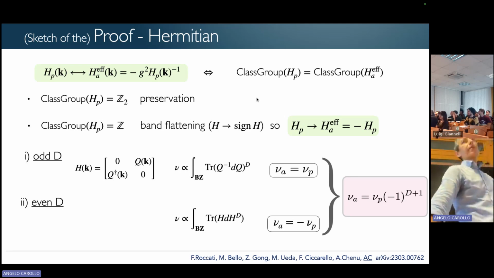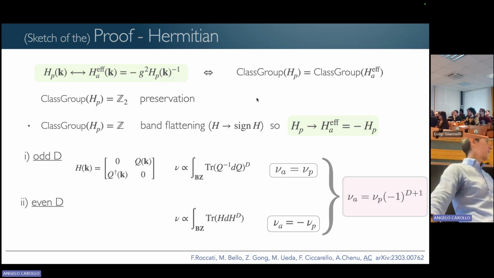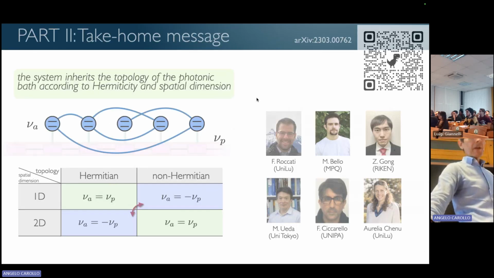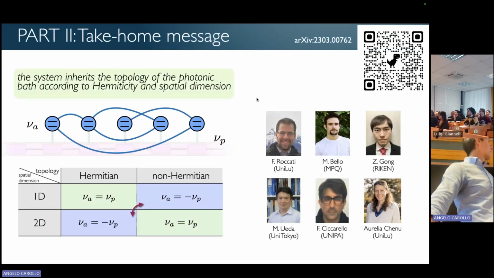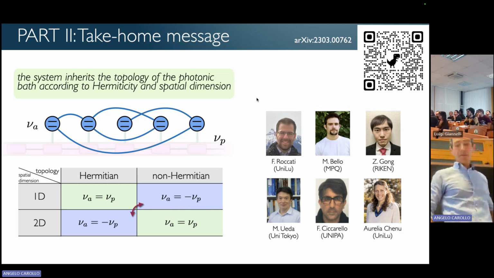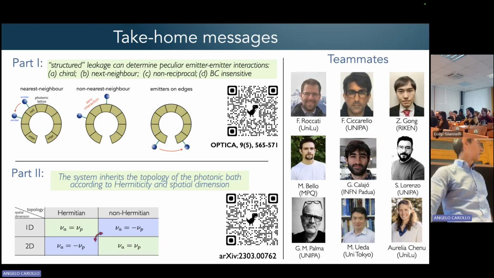You can repeat the same argument for non-Hermitian topology. It goes similarly, and there's not much in it that cannot be understood by this. That's the take-home message essentially: Hermitian or non-Hermitian, the whole story is written there. And these are the people that have been involved in this project, and that's the whole story in the two take-home messages. Thanks.